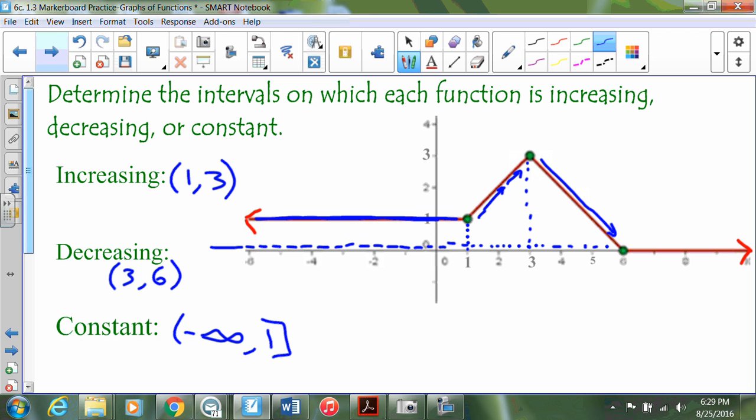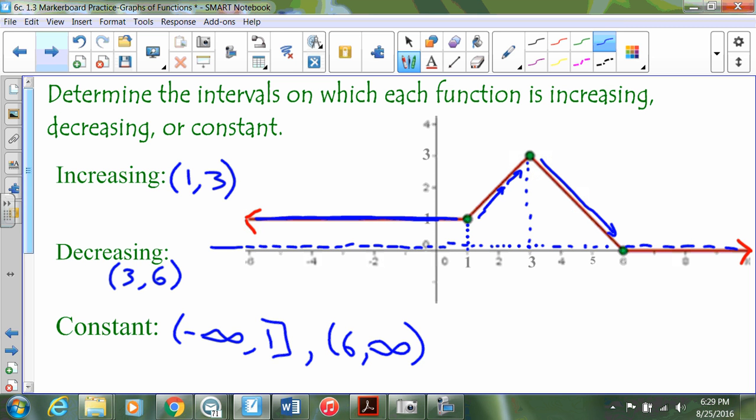And then it starts to become, as we're moving this way, another constant again, all the way up to infinity. So we have a second interval of constant. Let's see, we're going to put 6 and infinity.